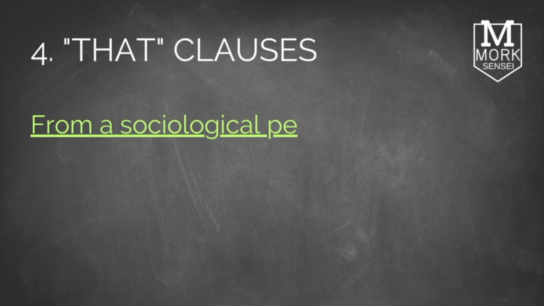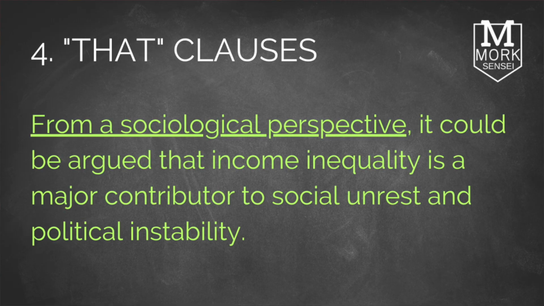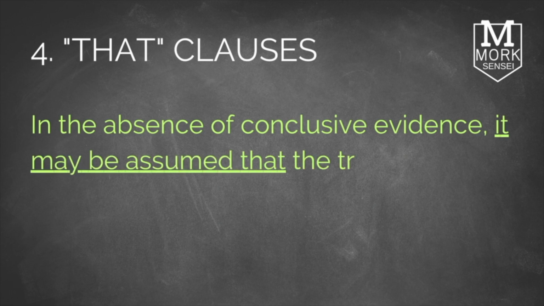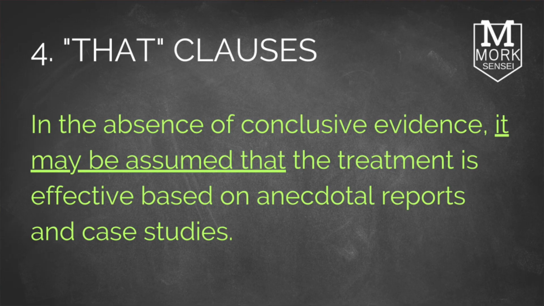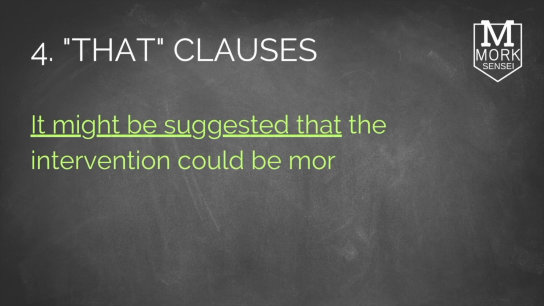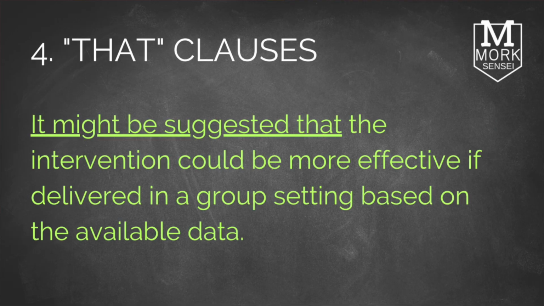From a sociological perspective, it could be argued that income inequality is a major contributor to social unrest and political instability. In the absence of conclusive evidence, it may be assumed that the treatment is effective based on anecdotal reports and case studies. It might be suggested that the intervention could be more effective if delivered in a group setting based on the available data.